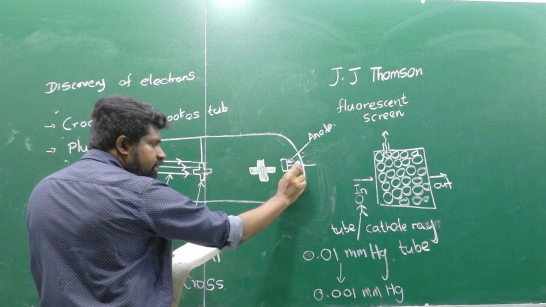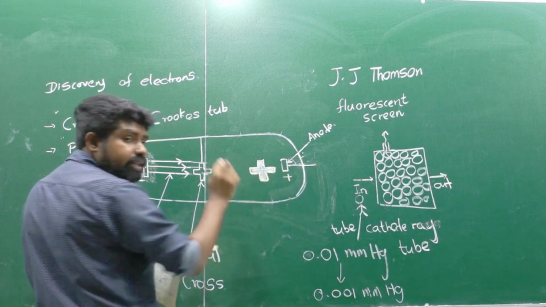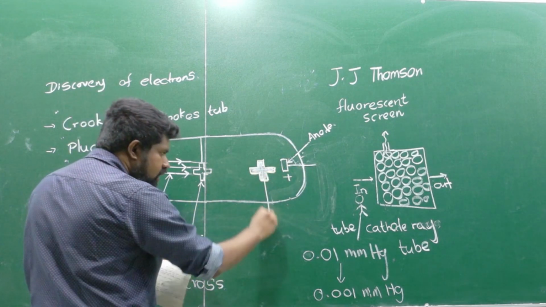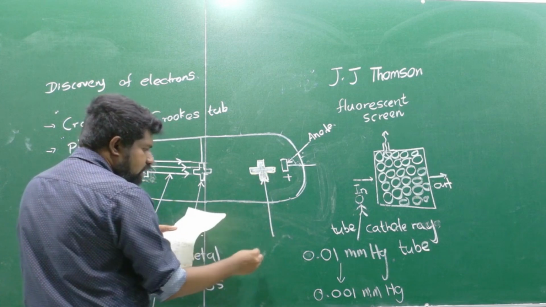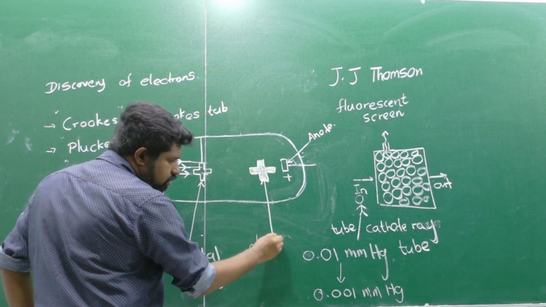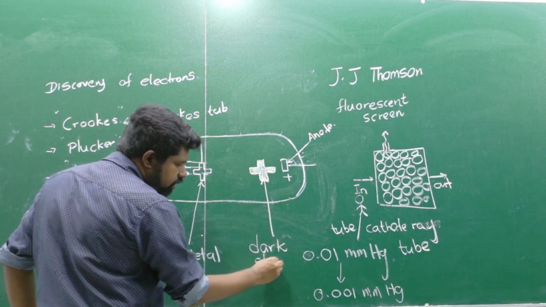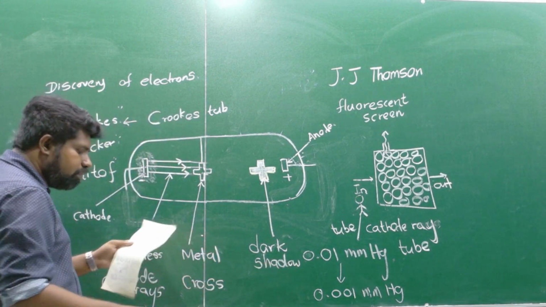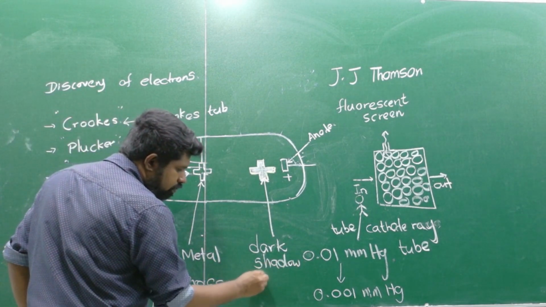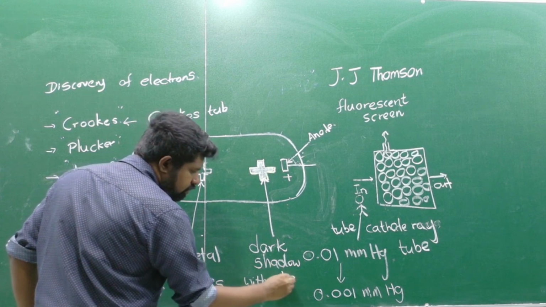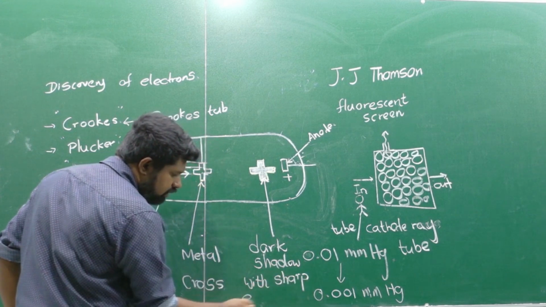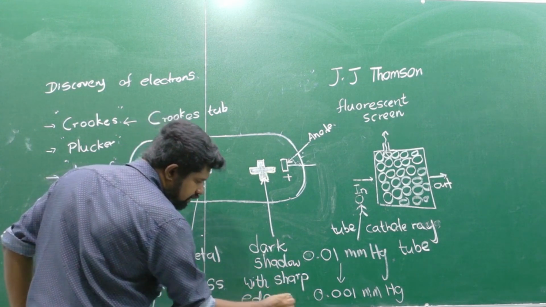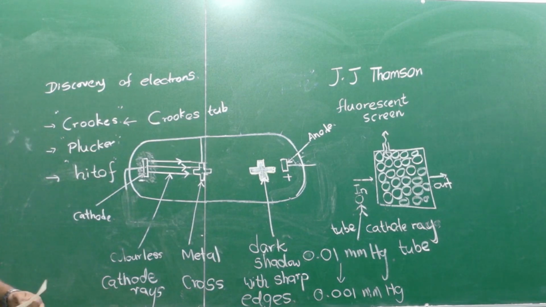In here, if I draw it, it's not clear, so I draw it in this position. What he observed was a dark shadow. It's like a dark shadow, but with sharp edges. Edges are very sharp. This is very, very important.